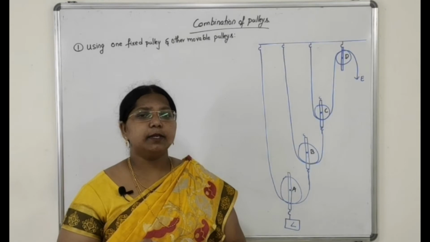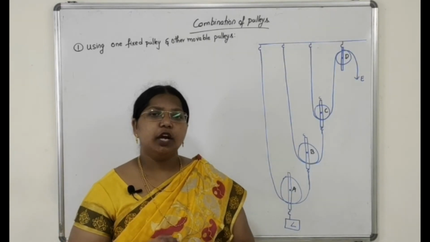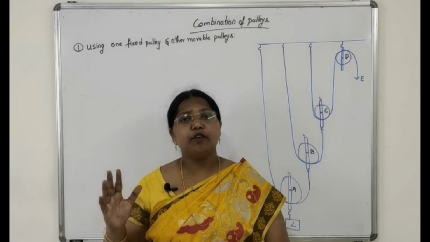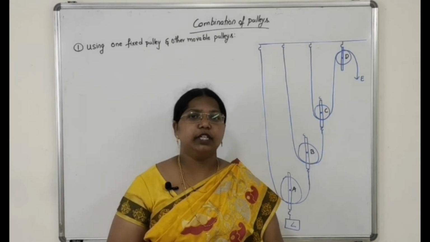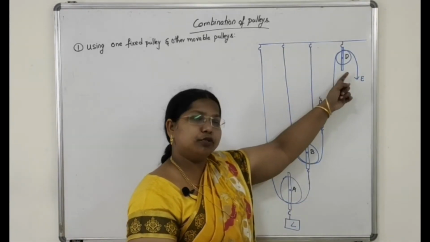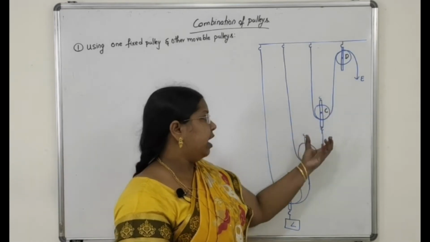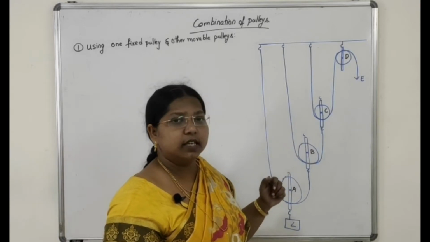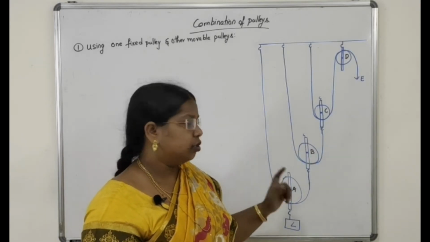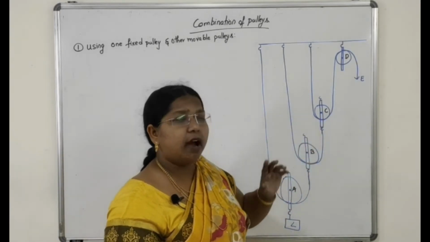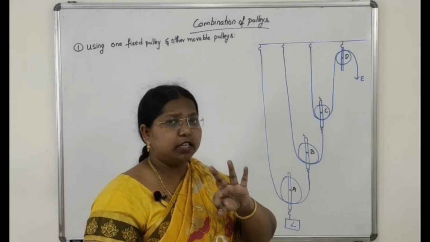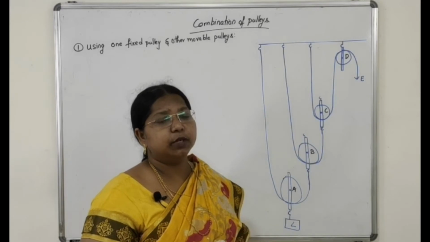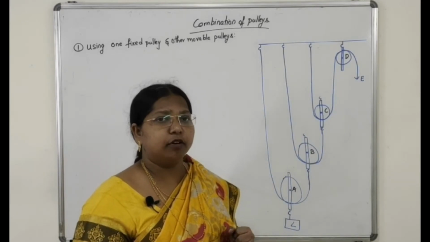Here in your syllabus there are two types of combinations. One is by combining one fixed pulley with a number of mobile pulleys. One fixed pulley is used to change the direction of effort, and a number of mobile pulleys are attached with three different strings. So you can see A, B, C are the mobile pulleys. We are using three mobile pulleys, and D is a fixed pulley used to change the direction of effort.